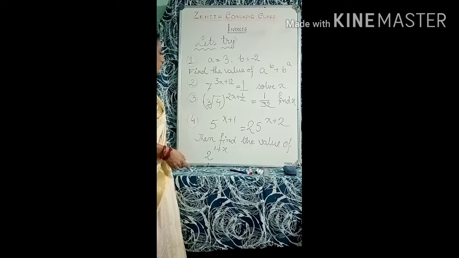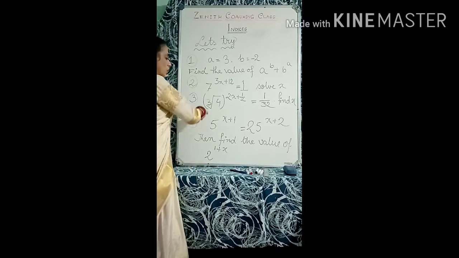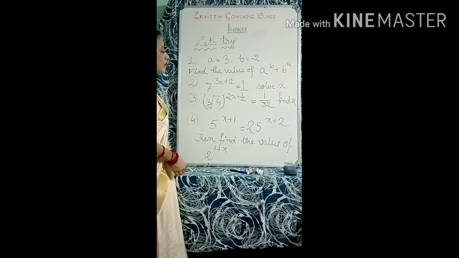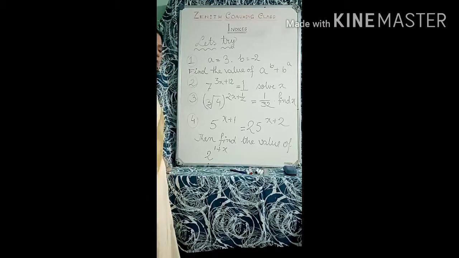Number 3, cube root of 4. This is cube root of 4 to the power 2x plus 1 by 2 equals 1 by 32. So you have to find the value of x. And the next, last number, is 5 to the power x plus 1 equals 25 to the power x plus 2. So then you have to solve for x first. Then you have to find the value of 2 to the power 1 plus x. So here is the homework for you.